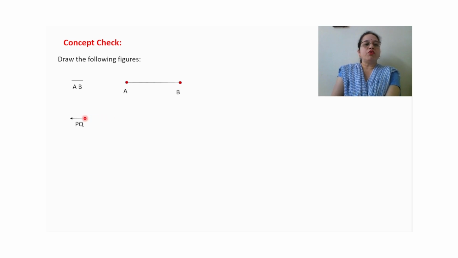Now this is the symbol for ray PQ. It means we will make one ray whose initial point will be Q. So the initial point or fixed point is Q and it increases towards P. We can draw the same figure in a different manner also. Fixed point is Q increasing towards the point P. Next one is again a ray with fixed point X. So this is the fixed point X and increasing towards Y.